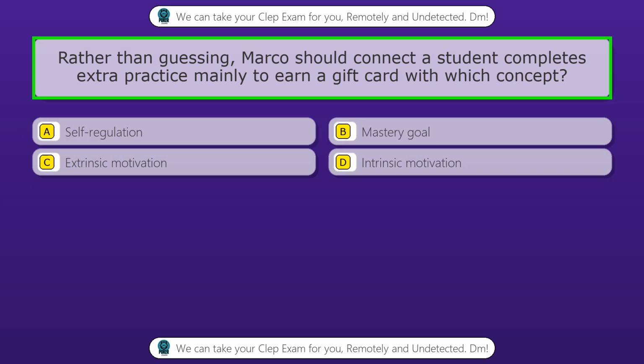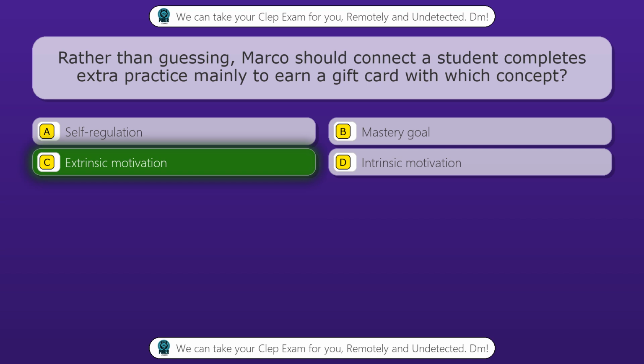Question 27. Rather than guessing, Marco should connect a student who completes extra practice mainly to earn a gift card with which concept? Option A, self-regulation. Option B, mastery goal. Option C, extrinsic motivation. Option D, intrinsic motivation. The correct answer is option C, extrinsic motivation.